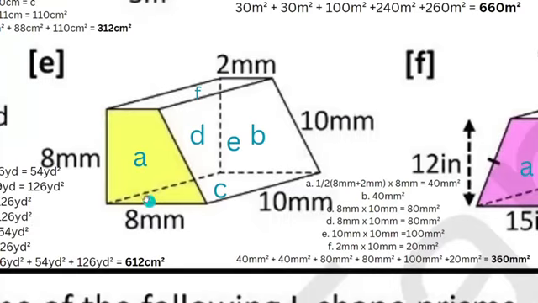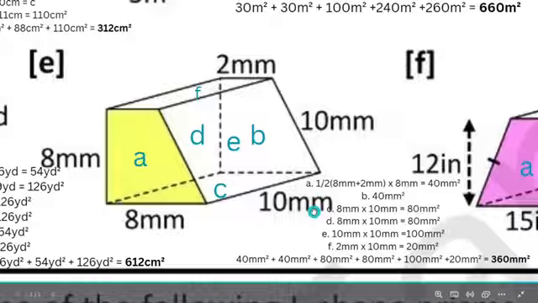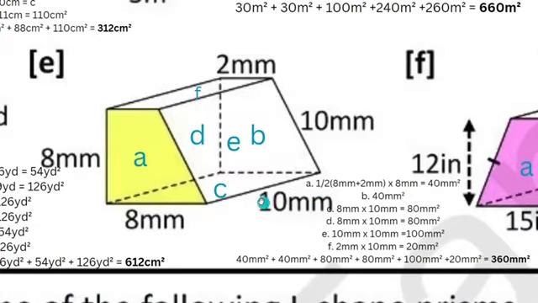we have to add 8 mm and 2 mm together, which is 10 mm, and divide by 2, which equals 5 mm, and times 8 mm, which the answer would be 40 mm square. A and B would be the same, 40 mm square. And to calculate C, you have to take 8 mm times 10 mm, which is 80 mm square. C and D would also be the same, 80 mm square.